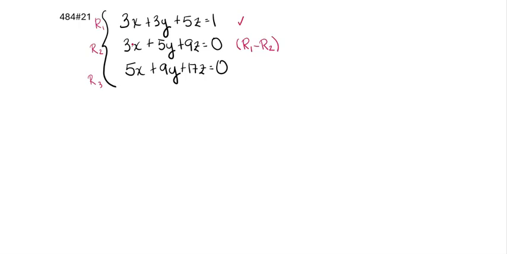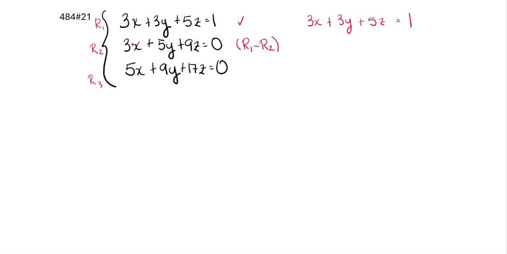So the first row, I'm going to rewrite 3x plus 3y plus 5z. I'm not doing anything to it, so I'm just going to rewrite it completely and leave it for now. Then my second row, what I'm going to do here is I'm going to take my first row, row 1, and I'm going to subtract row 2.